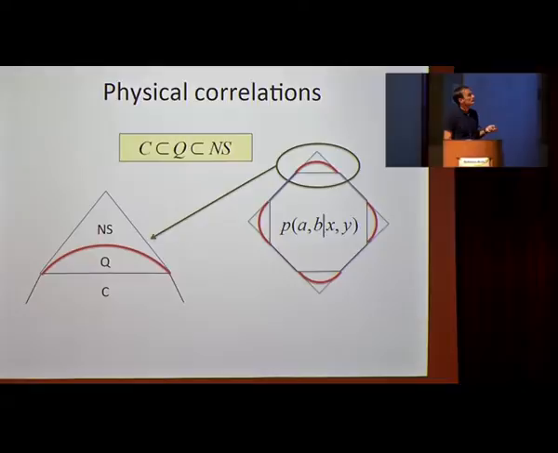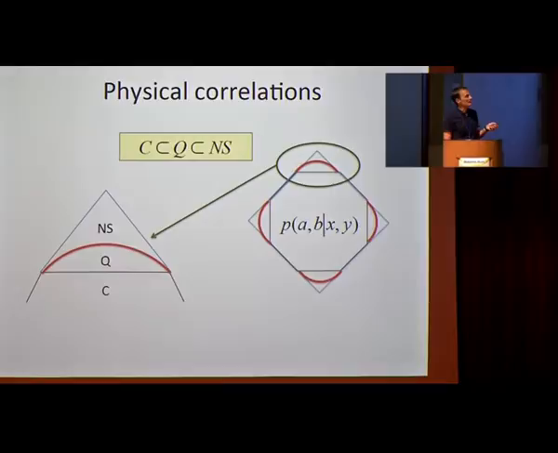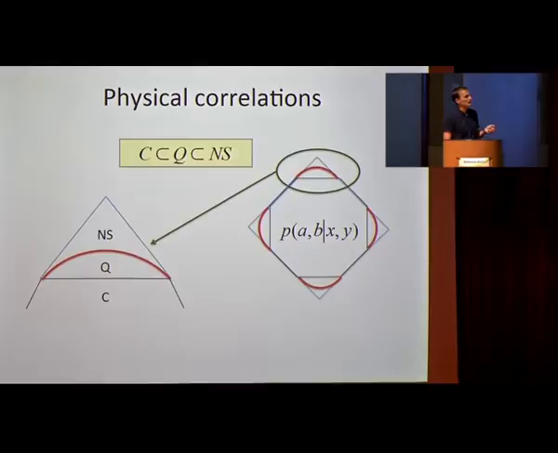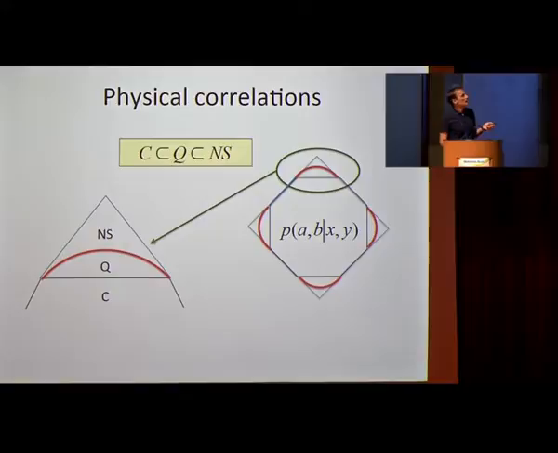This is the set of classical correlations, those that we see in our macroscopic world. This is the set of quantum correlations, the red one. And there is the set of non-signaling correlations, those that are compatible with Einstein causality. It's proven that the set of classical correlations is strictly smaller than the set of quantum correlations, which is strictly smaller than the set of non-signaling correlations. I'm not going to work here. I want to work with quantum correlations, so I'm going to work in this part of the region.